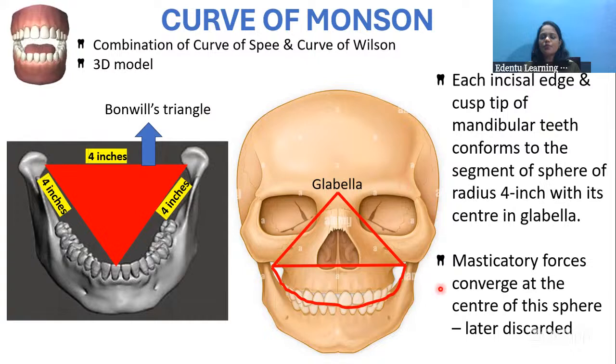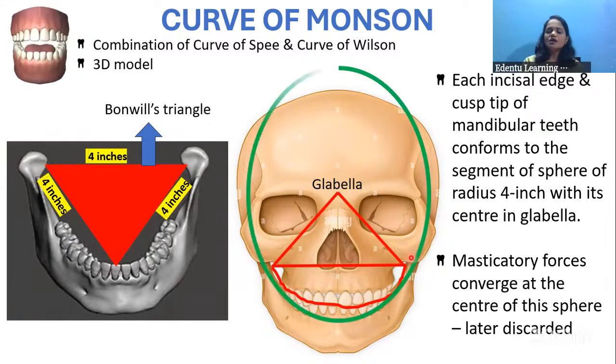In the Bonwill's triangle, he tried to make a 3D model in the skull region. This curve of Monson passes through the incisal edges and the cusp tips of each mandibular tooth. So this curve here is the curve of Monson. It is passing through the curvature of the incisal tips and the cusp tips of each mandibular tooth, like this.